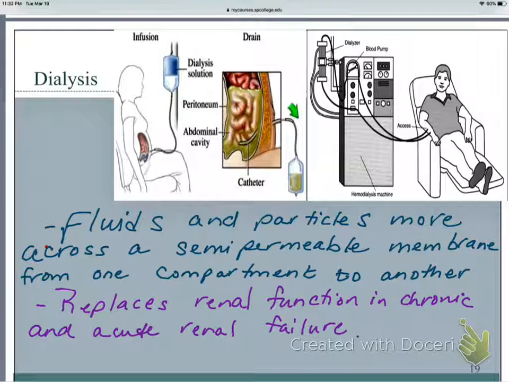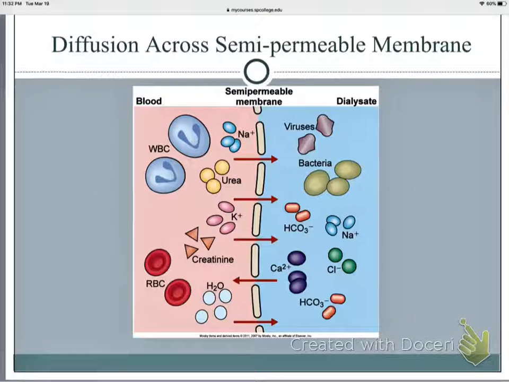Okay, so dialysis, we said, is the movement of fluid and molecules across a semi-permeable membrane from one compartment to another. So fluids and particles move across the semi-permeable membrane. It replaces our renal function in chronic and acute renal failure. So here's just a picture for you. This is your semi-permeable membrane picture.